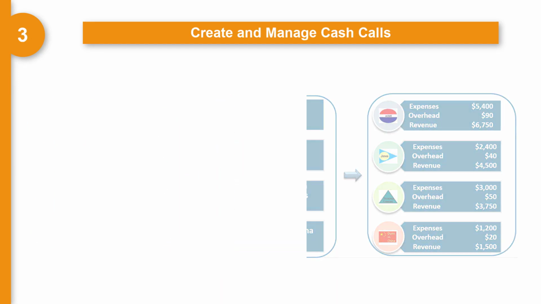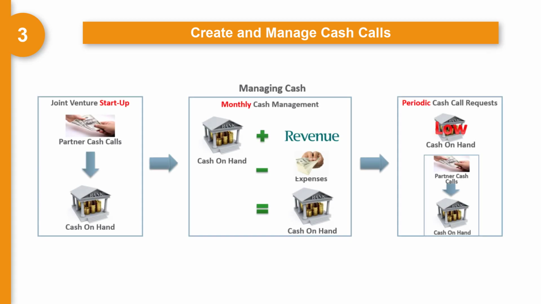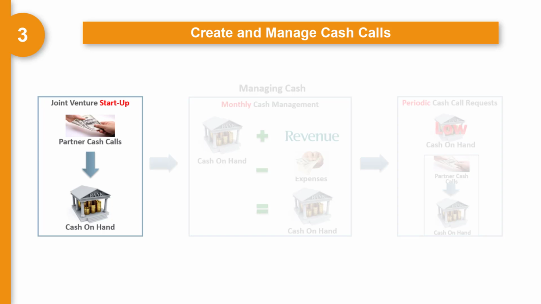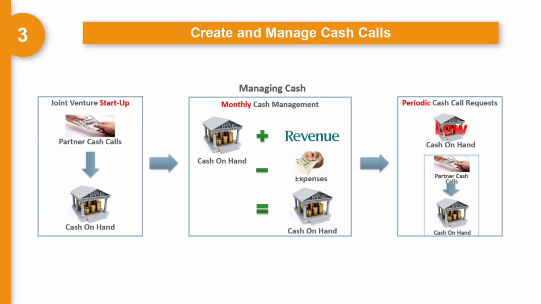Acme uses cash calls to manage the cash flow for specific joint venture expenses. Therefore, the managing partner must create cash calls to request funds from the partners and must also manage the funds.